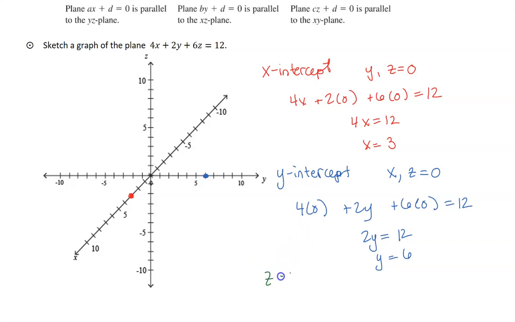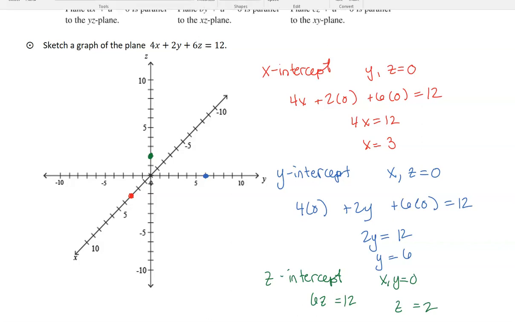And for the z-intercept, you could see what happens. We're going to let x and y be equal to 0. So if we do that, all we really have is 6z equals 12, or z equals 2. This direction on this graph is the positive z-axis, so I will go here.